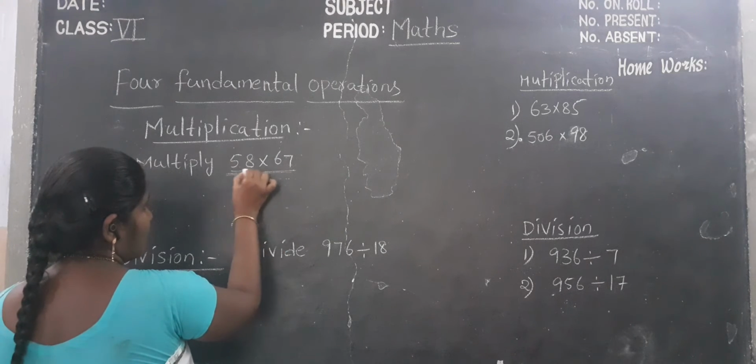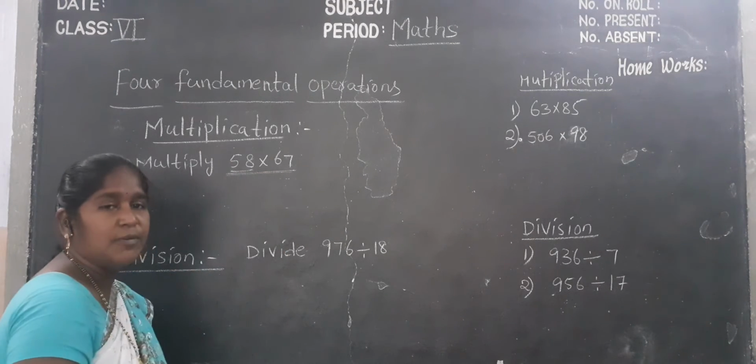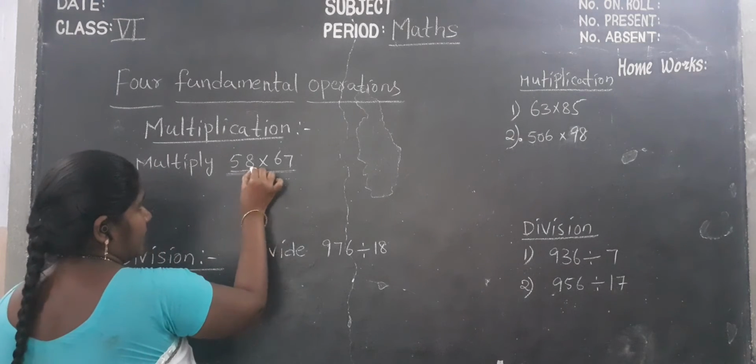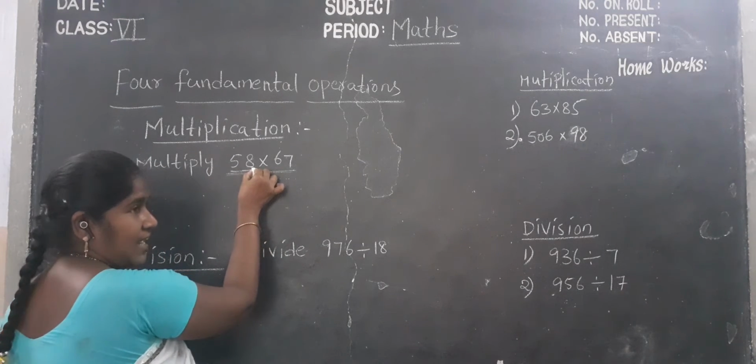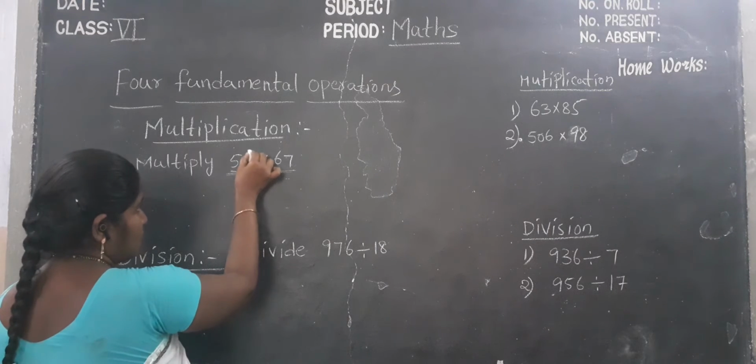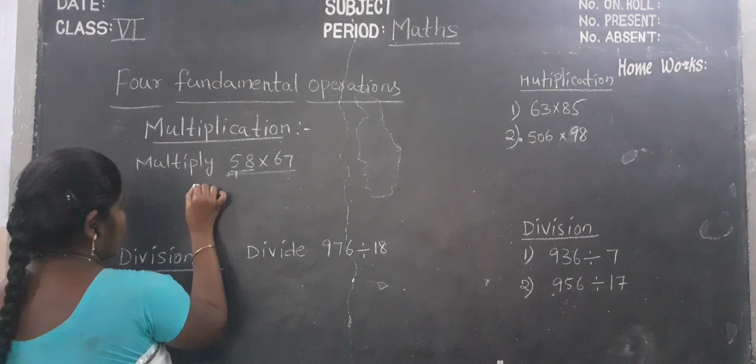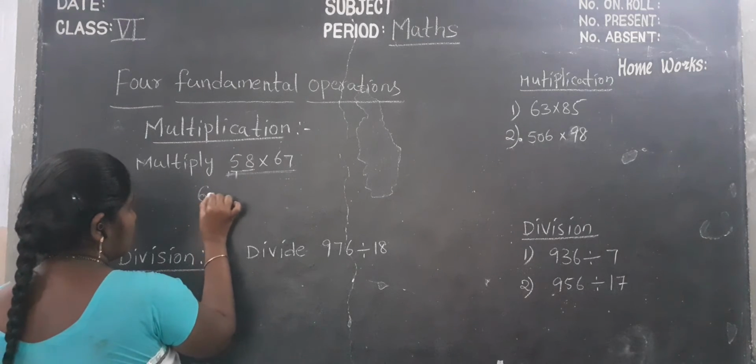So see children, for this one, 58. 58 means what is the nearest ten, children? 8. 8 means what is it, children? That is greater than 5. Greater than 5 means we should add plus 1 to the tens place. So that one, the rounding number of 58 is 60.